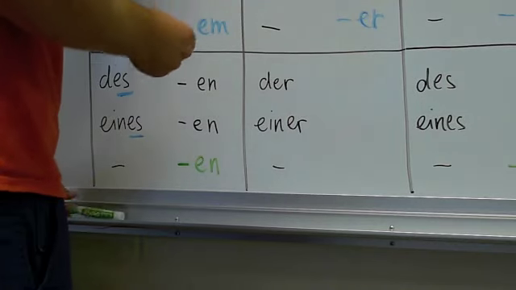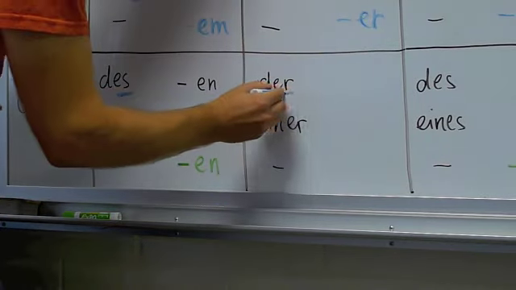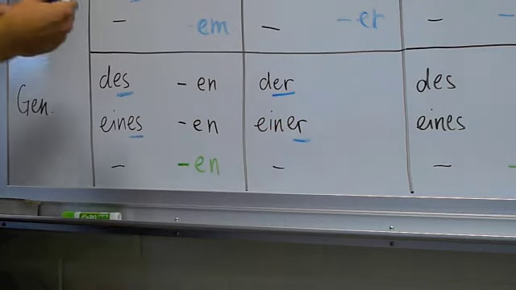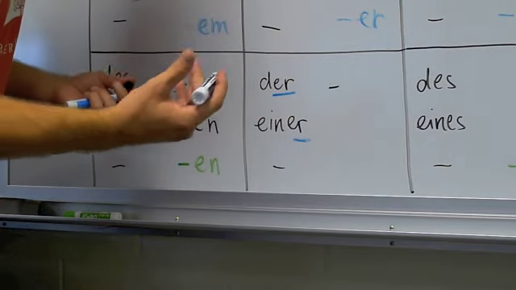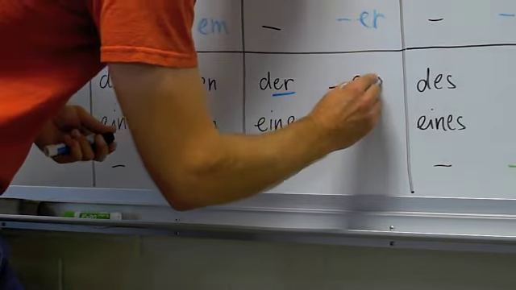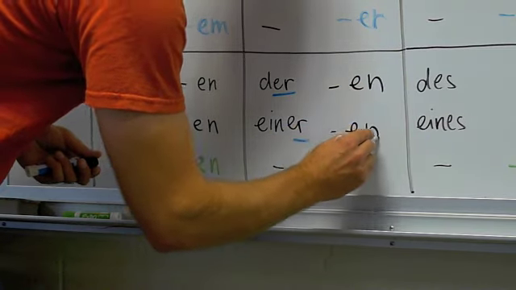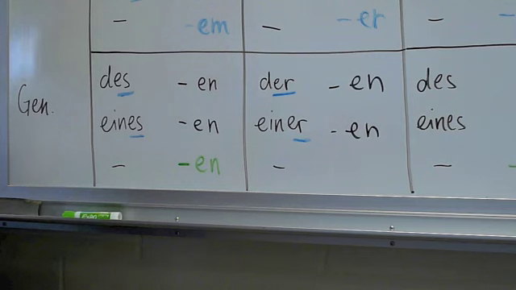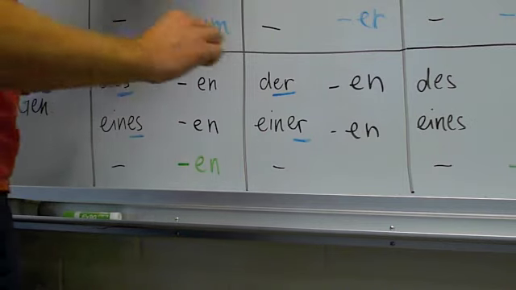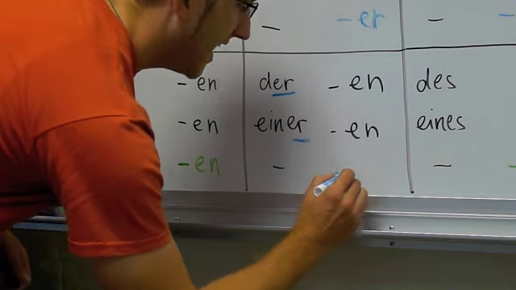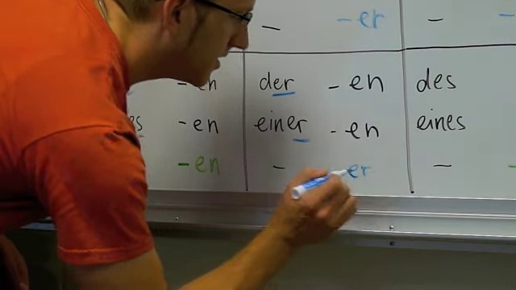In feminine, we have the strong marker er, both with the definite and indefinite article. We're going to take weak what? En, of course. Here the genitive holds true to the rule that we've been using the whole time. If we don't have the strong ending in the article itself, we're going to put that strong ending in the adjective: er.